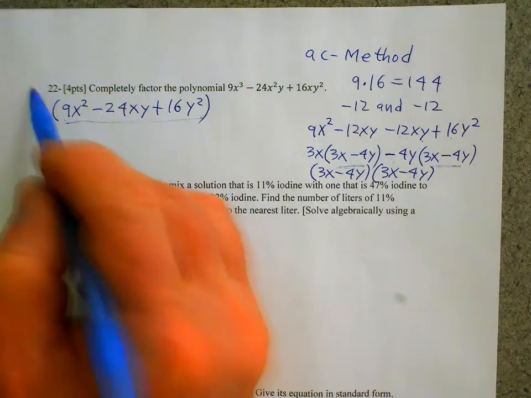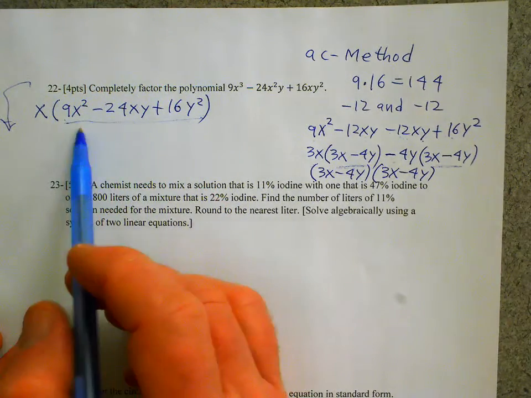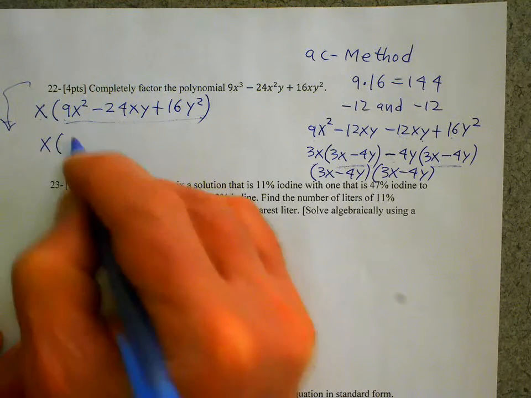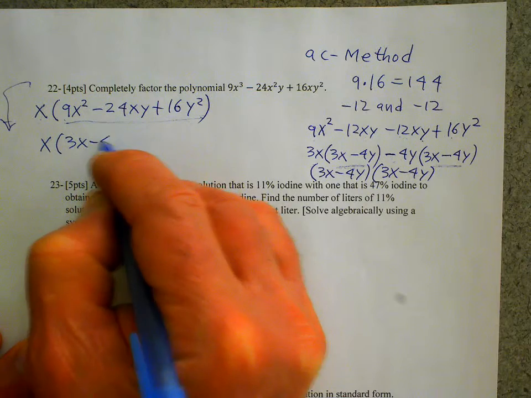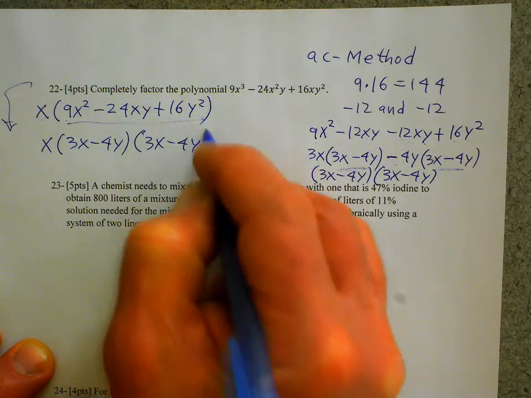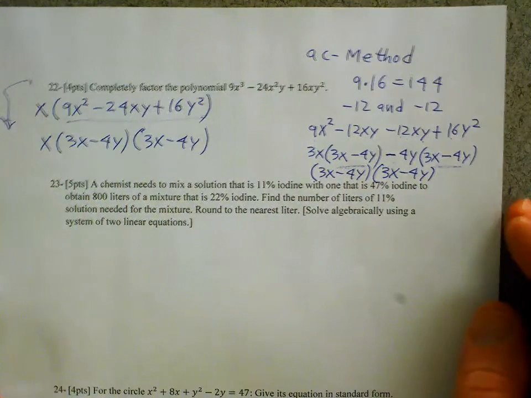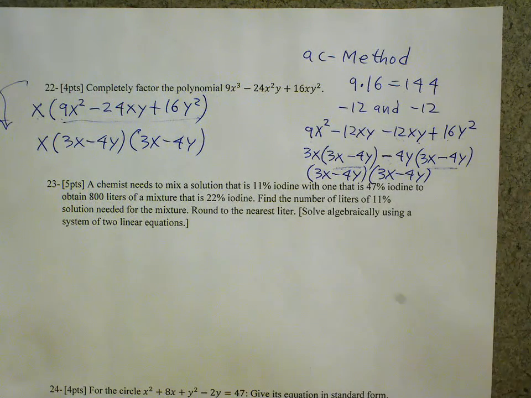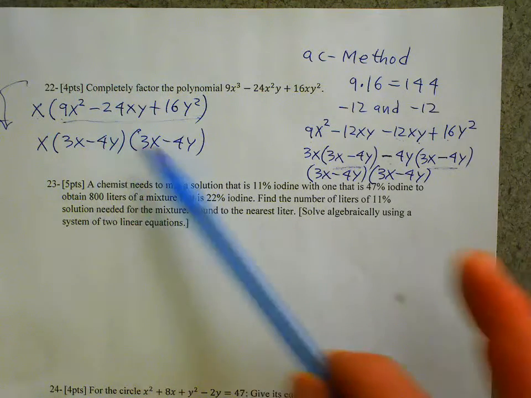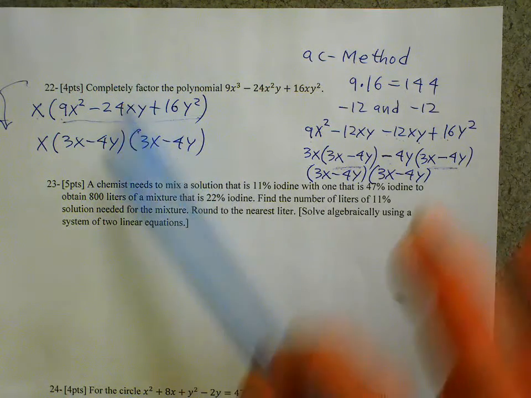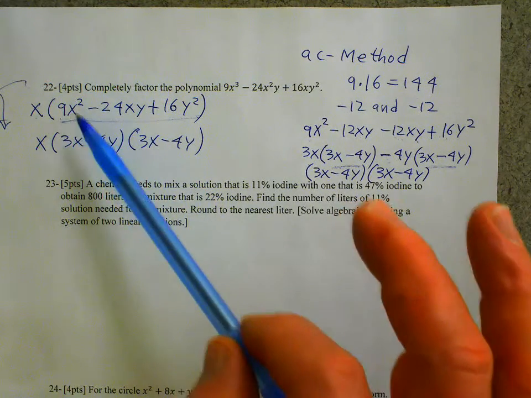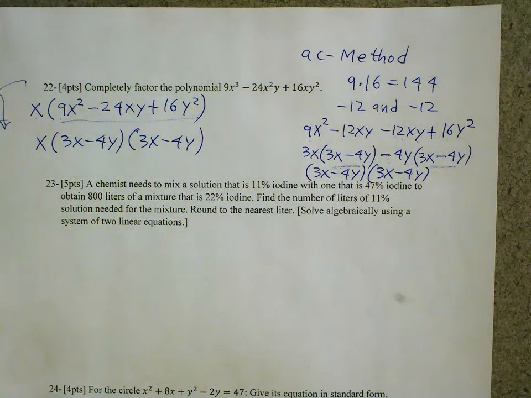So the complete factorization includes this factor of x. So we write x times 3x minus 4y times 3x minus 4y. So remember, when the two factors of a trinomial are identical, 3x minus 4y and 3x minus 4y, that means that the trinomial is a perfect square trinomial.